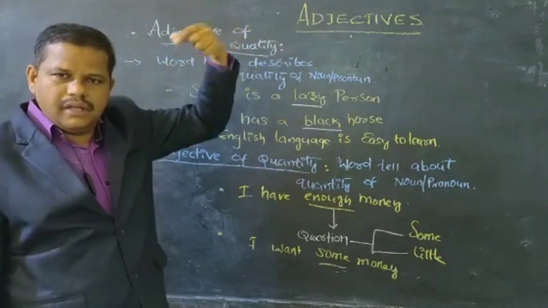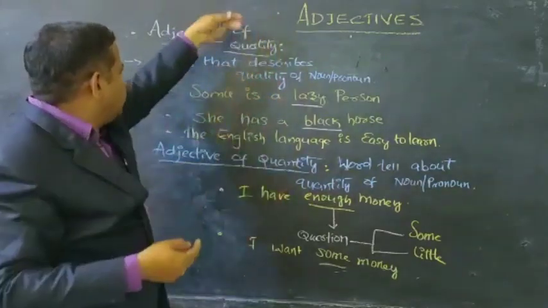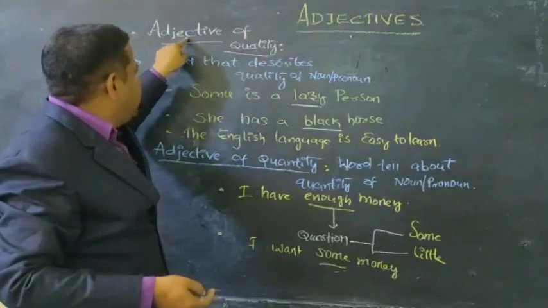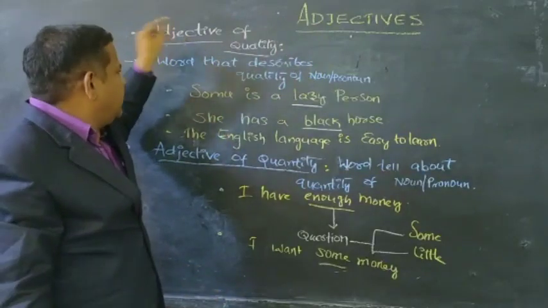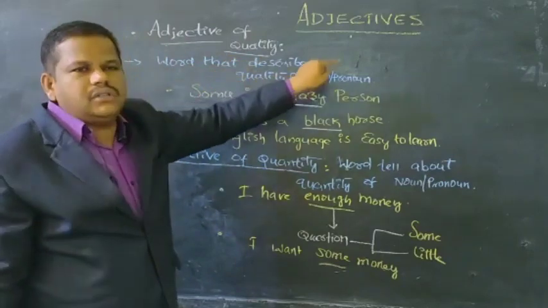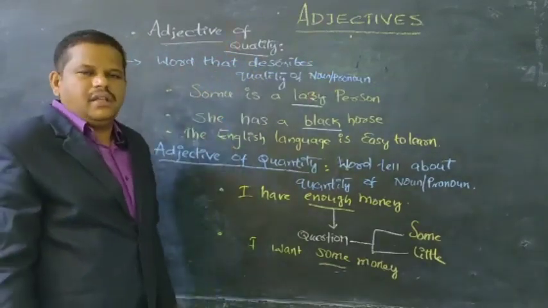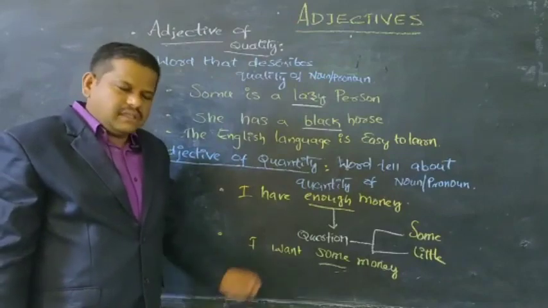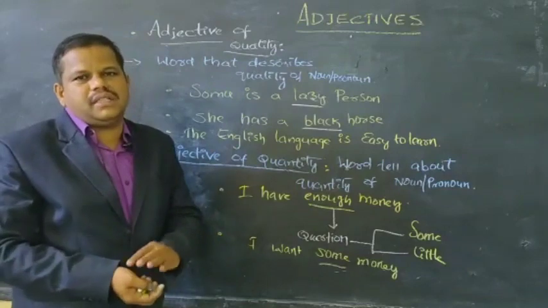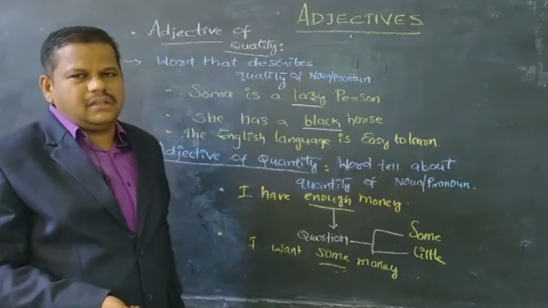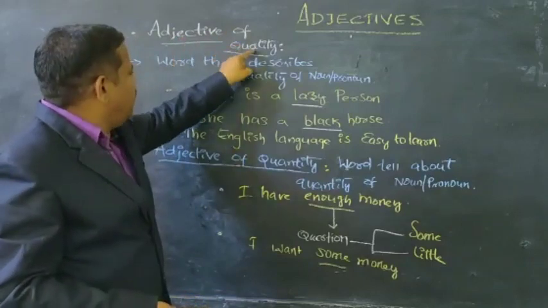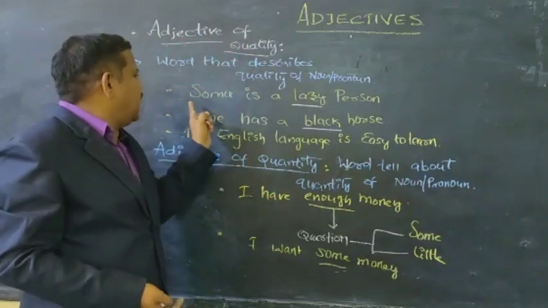Now we go completely into the types of adjectives. I'll give you different examples. First one, adjectives of quality. Just now I explained that these are words that describe the quality of a noun or pronoun. If a sentence mentions the quality of a noun or a pronoun, that is called an adjective of quality. See these examples.